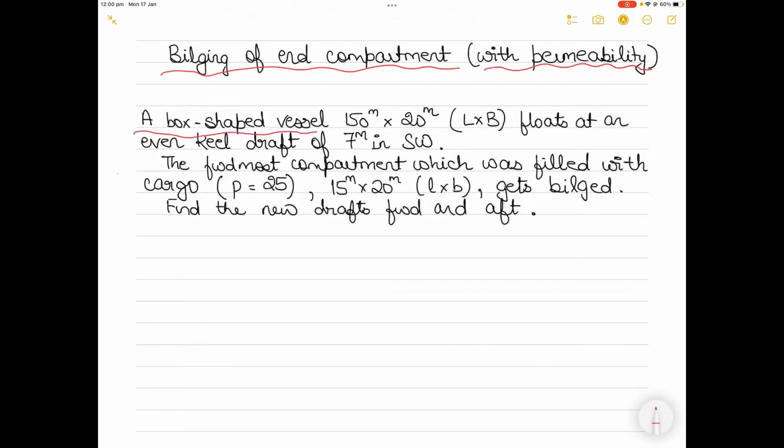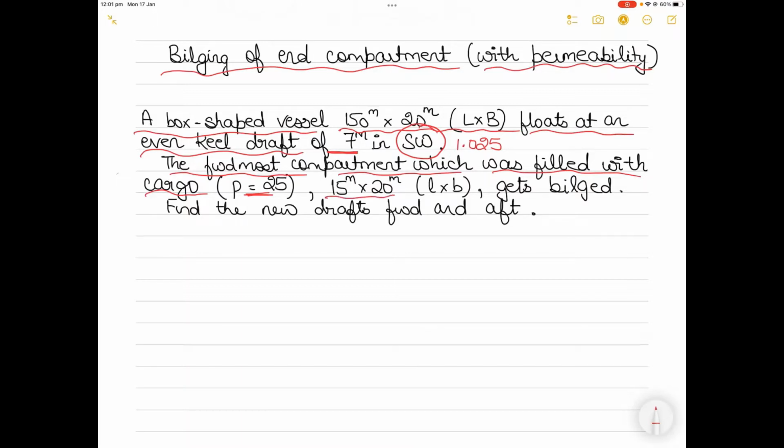The question says there is a box shaped vessel which is 150 meters long and 20 meters wide. It is floating at an even keel draft of 7 meters, that is the forward and aft draft is same, and it is floating in seawater, that is the density is 1.025. The forwardmost compartment on this vessel was filled with cargo with a permeability of 25. I will explain what permeability is as we go along.